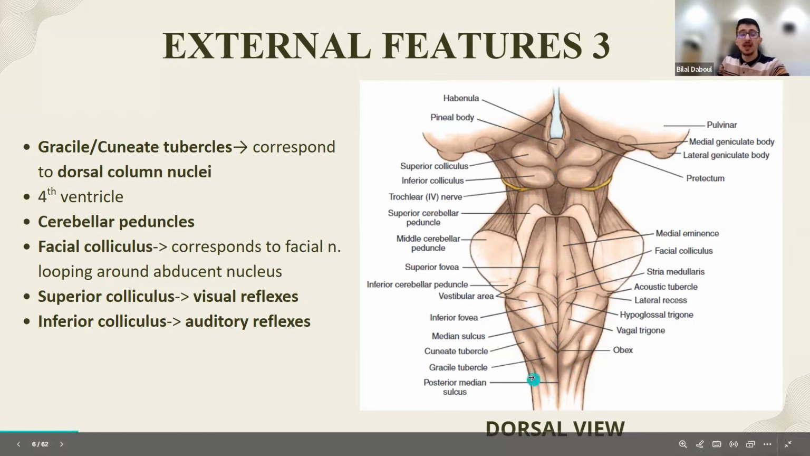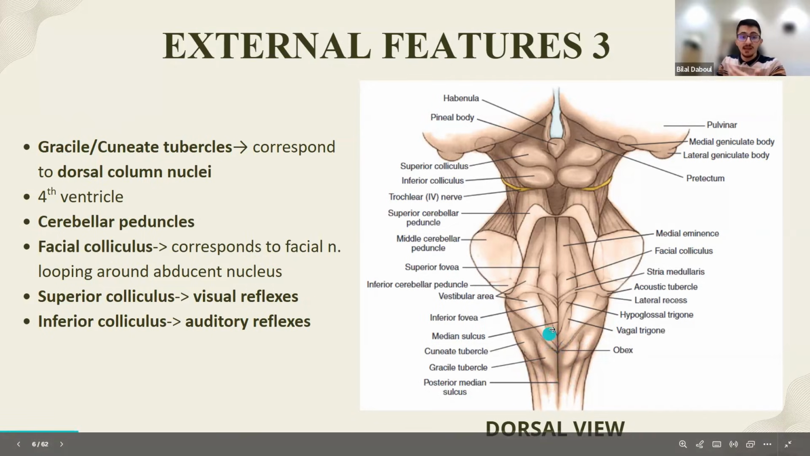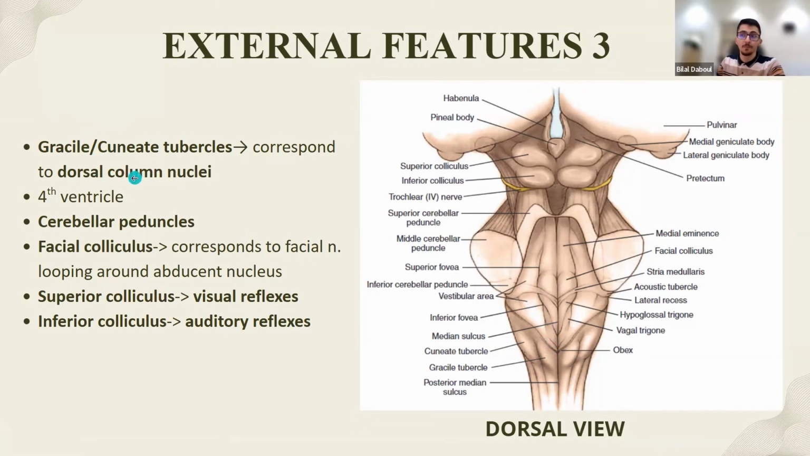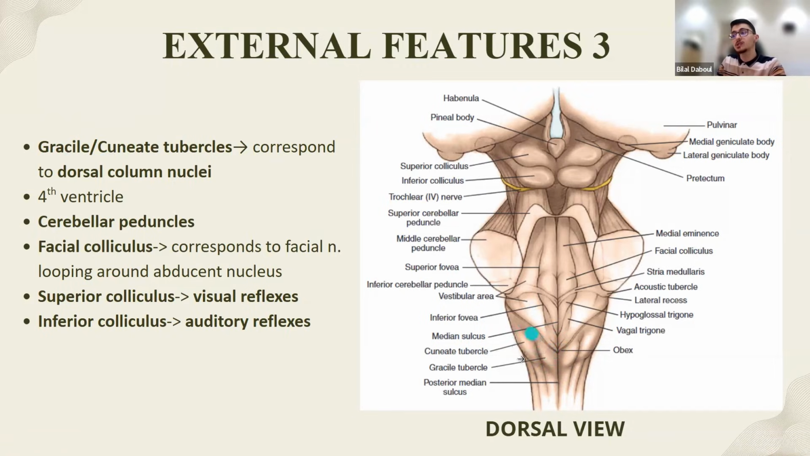If you look, we have some important landmarks we need to focus on. We have two protrusions that point backwards. They're referred to as tubercles. So the gracile and the cuneate tubercles correspond to the dorsal column nuclei. In the dorsal column, we have nerve fibers that ascend and get to the brainstem, specifically the medulla. In the medulla, they synapse onto dorsal column nuclei, namely the nucleus gracilis, which corresponds to the gracile tubercle, and the nucleus cuneatus, which corresponds to the cuneate tubercle.